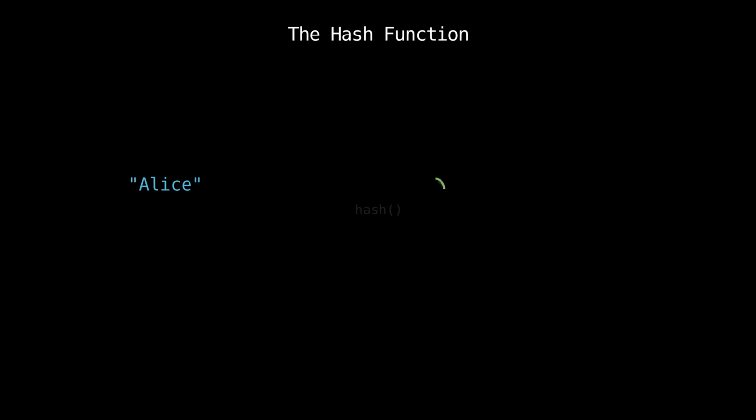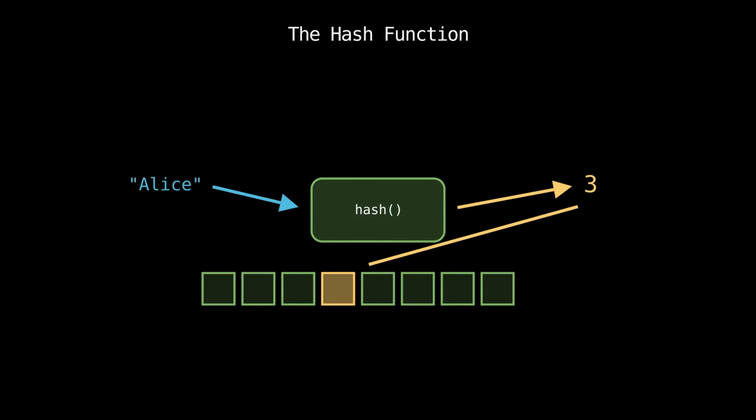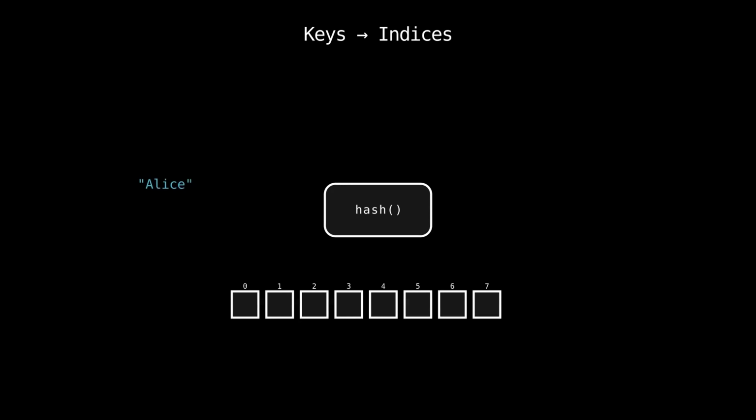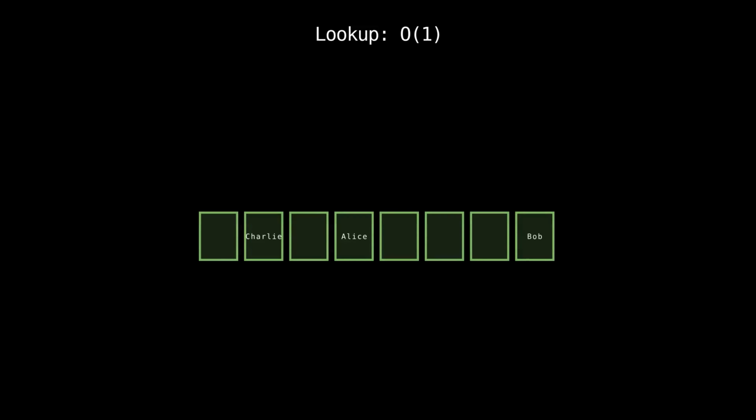Watch this. Alice goes through the hash function and becomes 3. Bob becomes 7. Charlie becomes 1. Each key gets its own address, like a postal code for data. Now, finding Alice, same process. Hash the name, get the index, jump straight there. No scanning through the list, no comparisons, only one operation.